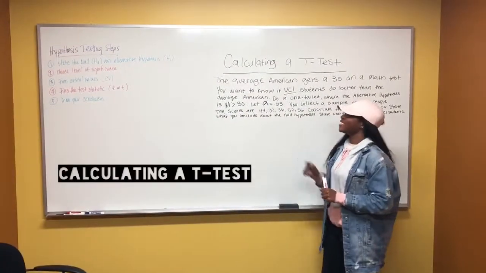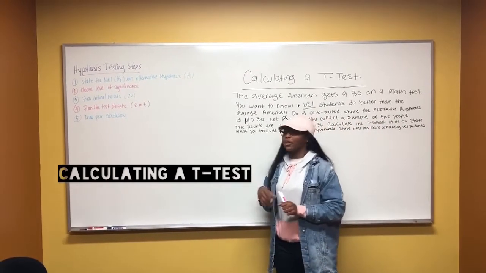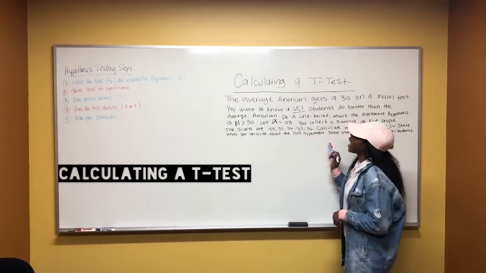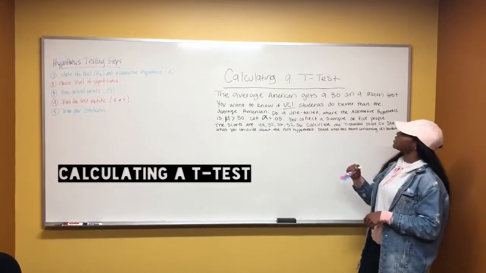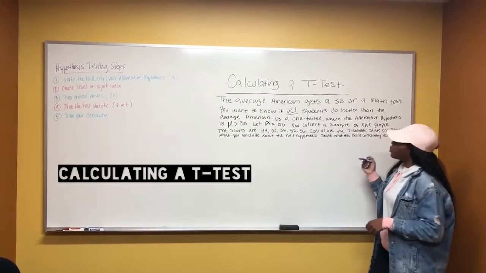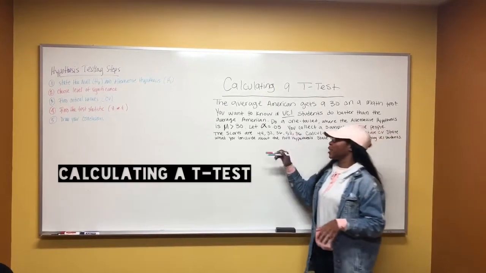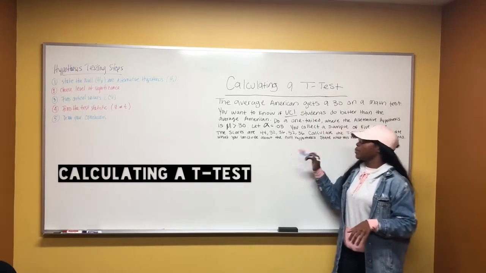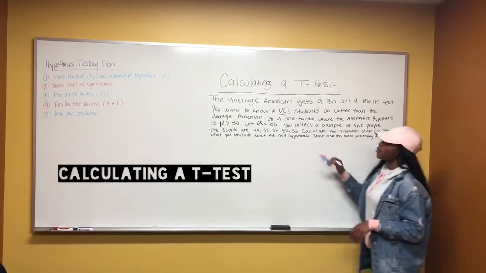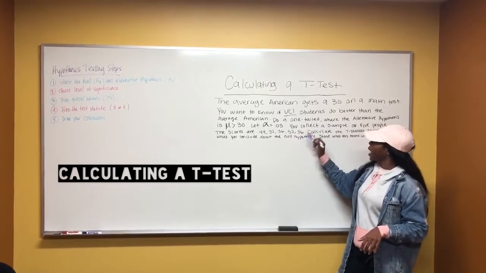Hi, my name is Heaven, and today I'll be showing you how to calculate a t-test. Following those same examples from earlier, we're going to be following the hypothesis testing steps. Our problem today is that the average American gets a 30 on a math test. You want to know if UCI students do better than the average American. We're going to do a one-tailed test where the alternative hypothesis is mu is greater than 30. Our alpha is 0.05, and we're going to collect a sample of 5 people. Their scores are 44, 32, 36, 52, and 36.